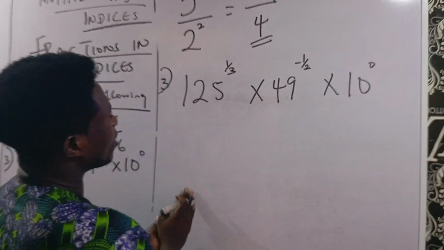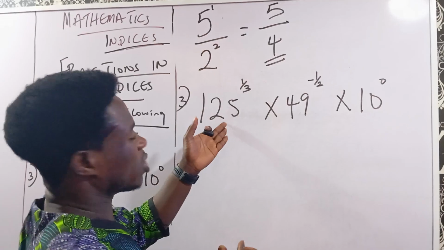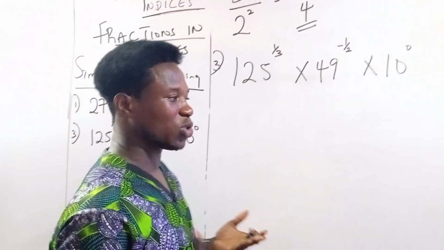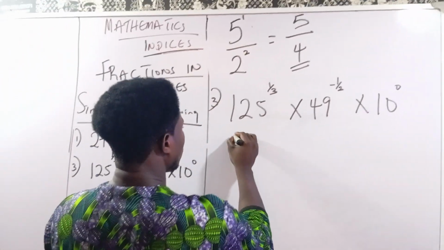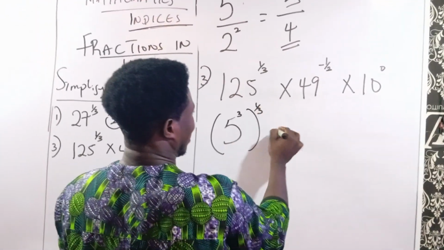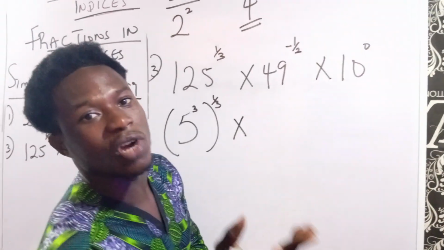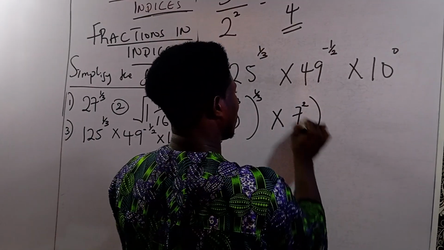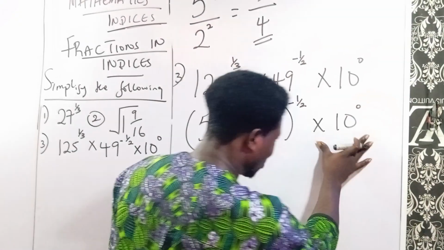For 125, you will check what is the index of 125. The index of 125 is 5 raised to power 3. That is to say 5 times 5 times 5, 5 raised to power 3. 5 raised to power 3 brackets 1 over 3 times 49. The index of 49 is 7 raised to power 2. Right? 7 raised to power 2 brackets minus 1 over 2 times, let's still leave this for now.